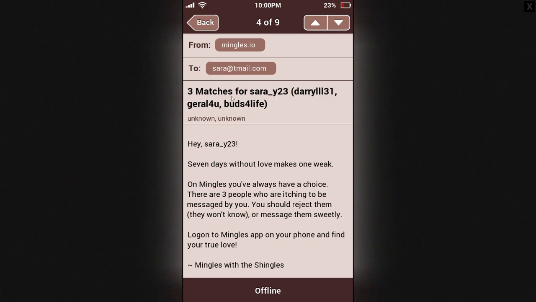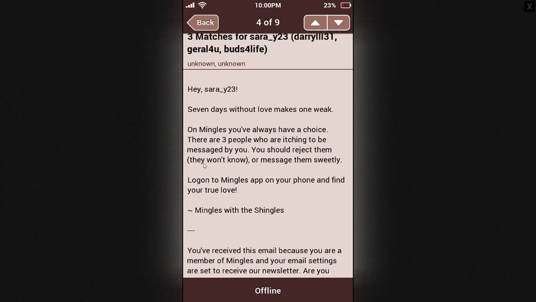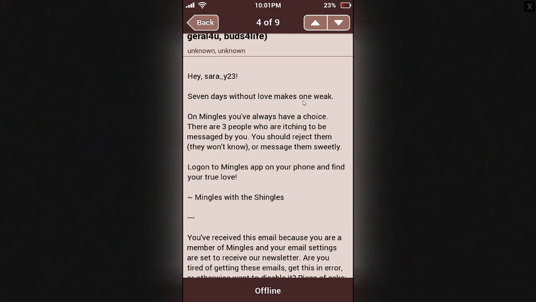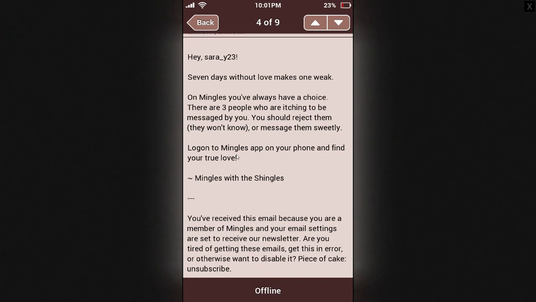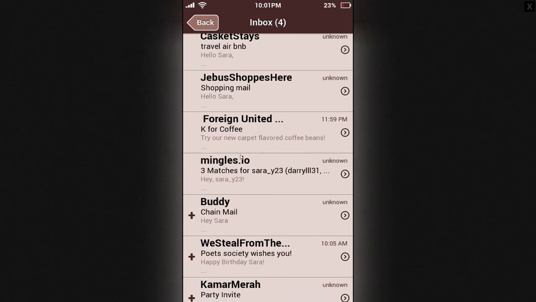Mingles.io. 3 matches for Sarah. Y23. Sarah Young, 23. 7 days without love makes 1 week. On Mingles, you always have a choice. There are 3 people who are itching to be messaged by you. You should reject them. They won't know. Log into Mingles app on your phone and find true love. Mingles with the shingles. Having shingles is not good.